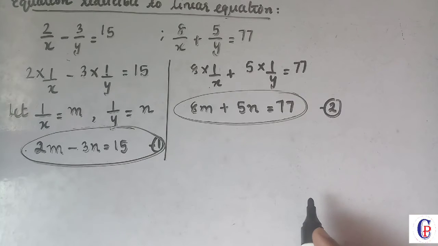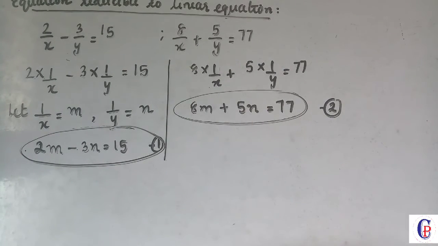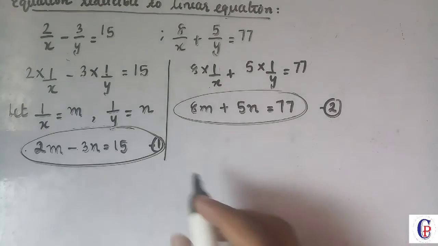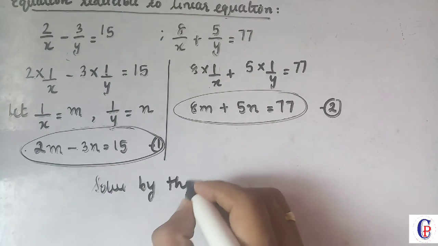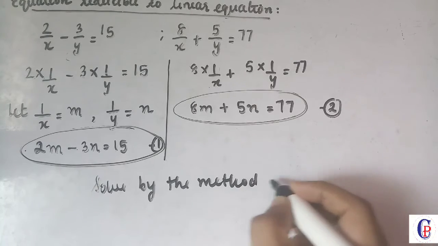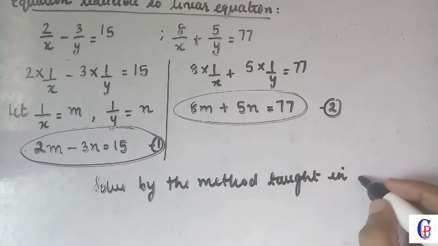by any of the five methods. It is preferable that you use the first and the second method only because it will give you a quick answer. If you solve this by the graphical method it will take a lot of time to draw the graph and take out the values. So solving by the substitution method or the equating the coefficient method will give you the values of m and n. Solve by the methods taught in the previous lecture.